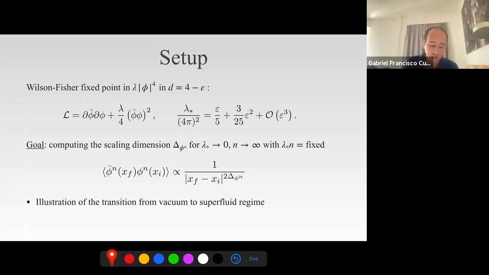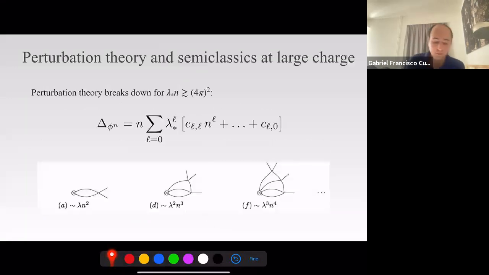dimensions. And the goal will be to compute the scaling dimension of the operator phi^n for small coupling but large charge, such that the product of the coupling and the charge is fixed. It's going to become clear in a moment that this limit is an interesting limit. The idea is that we illustrate the transition from a vacuum or strongly coupled or non-universal regime to a simpler universal regime. So let me review why this limit is interesting. By the way, interrupt me at any moment with questions, of course.